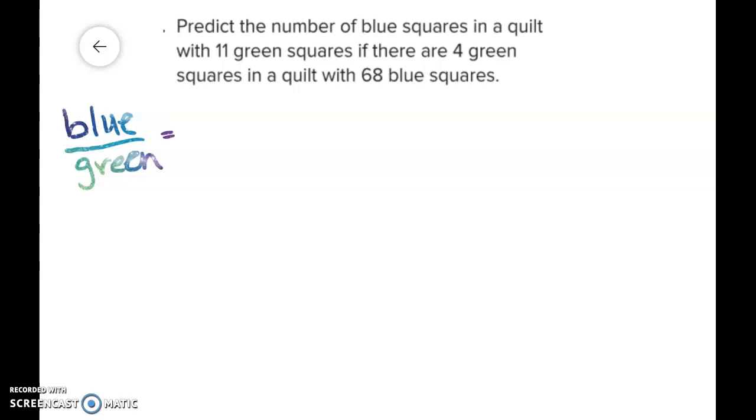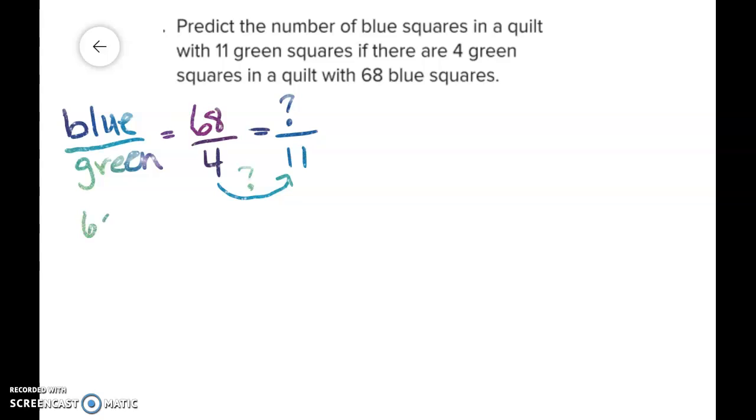And now we're going to identify what they are asking or telling us. So they are telling us that there are 68 blue squares and 4 green squares in a quilt. And they're asking us, how many blue squares would there be in a quilt with 11 green squares? So just like the previous examples, there's not a really good way to turn a 4 into an 11. So we're going to use a unit rate to figure out this question.